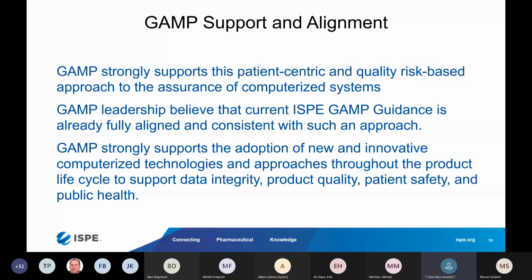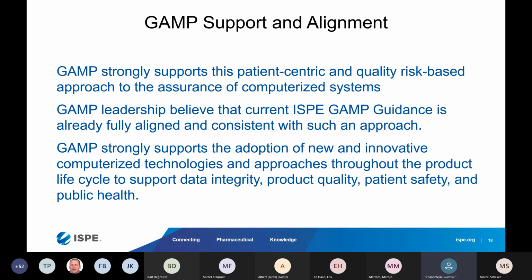And this is very much aligned with GAMP thinking and the GAMP approach. We strongly support this patient-centric and quality risk-based view. We believe that current ISPE GAMP guidance is already fully aligned and consistent with such an approach. In particular, we support the adoption of new and innovative computerized technologies and approaches throughout the product lifecycle.